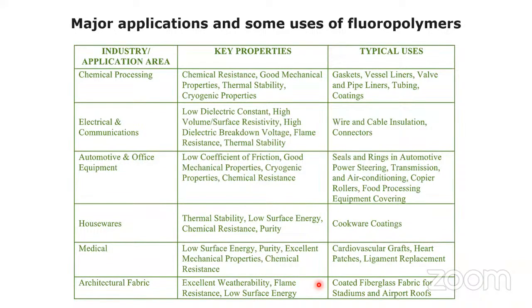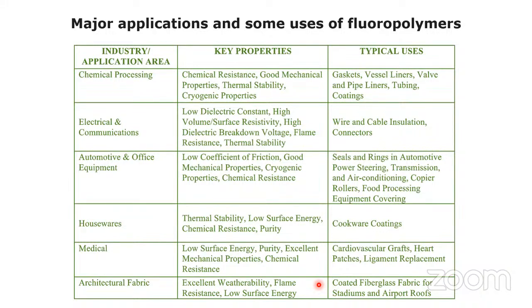So again, coming back to the applications, the key properties and typical uses of it. As we have mentioned, chemical processing, then electrical and communication, as it has electrical resistance. That's why we can use it in wire and cable insulation, connectors. Again, automotive and office equipment, due to the low coefficient of friction. Again, if you see the properties here: low coefficient of friction, good mechanical properties, cryogenic properties, and chemical resistance. That's why it can be used for seals and rings in automotive power steering, transmission and air conditioning, copier rollers.